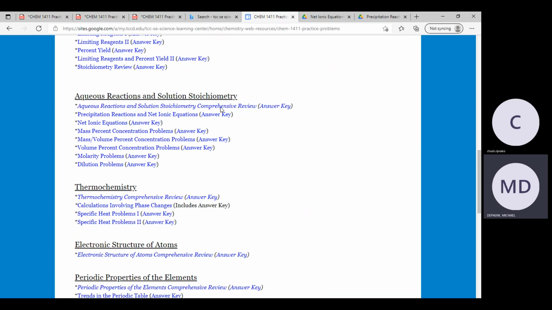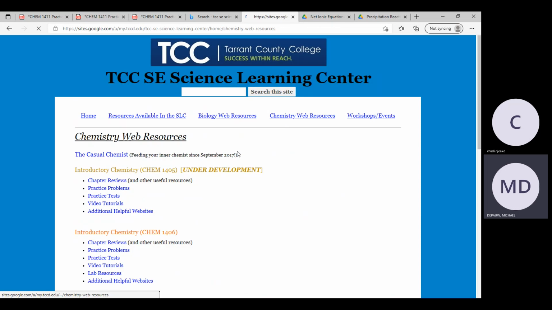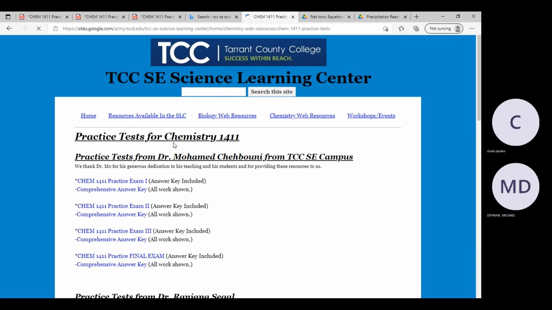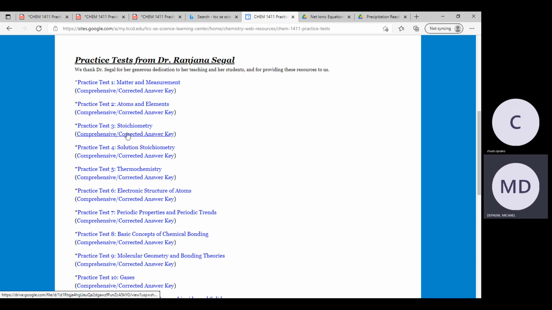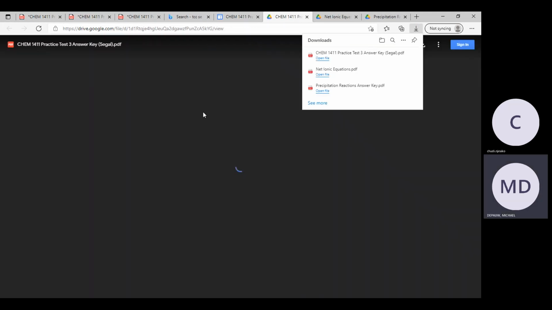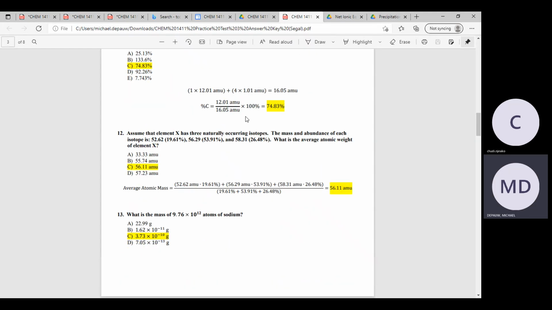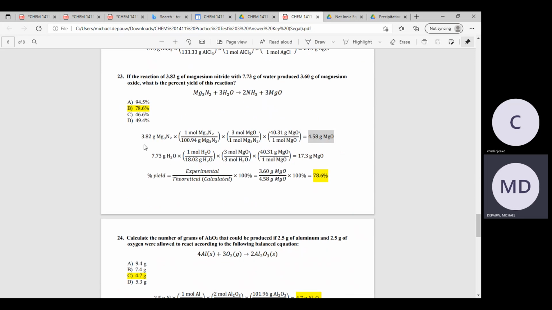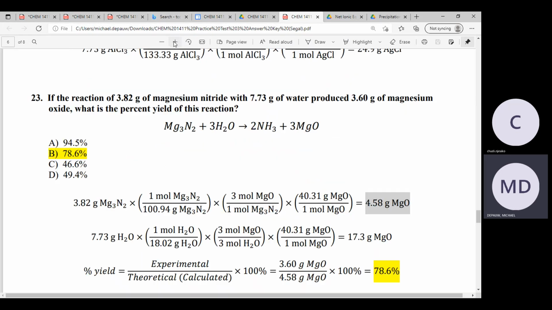Just to show you real quickly, because I actually have this practice test up on our website. I'll show you quickly so that I don't spend too much time drawing it out manually, when I can just go ahead and do this. There we go. Here we go. So here's 23. So I would take 3.82 grams of magnesium nitride, and then I would go ahead and convert it to grams of magnesium oxide like this.